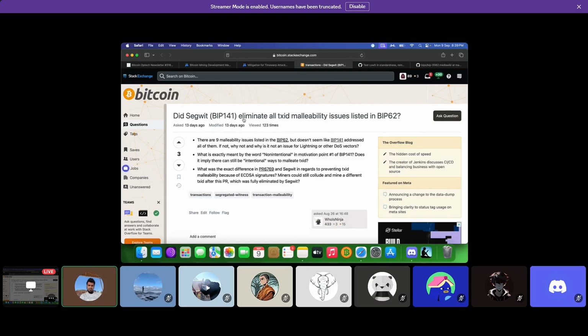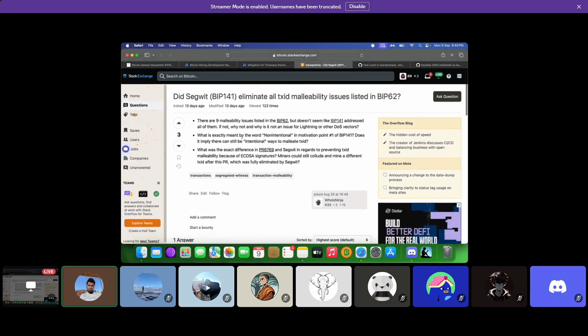But then BIP 141 came and said, hey, we'll just strip it off. Instead of mitigating each and every avenue of transaction malleability that can be caused by manipulating the digital signatures, we just remove the digital signatures and the public key and keep it separately. We'll not use it for computing the TX ID.